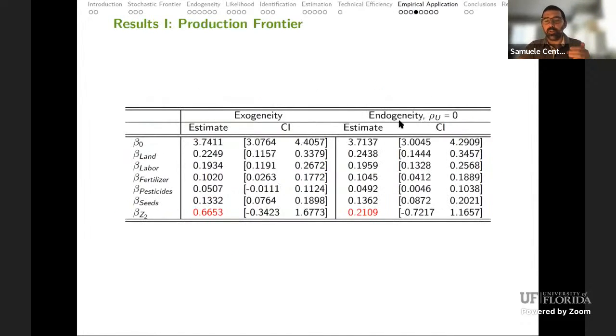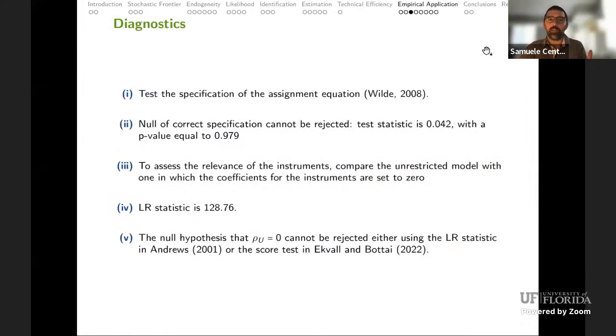First of all, one might be worried that the assignment equation is misspecified. I use a probit model for the assignment equation, so you might be worried that that's misspecified. We test that using a test proposed by Wilde. We don't find any evidence that the probit model is misspecified, so we are not able to reject the null of a correct specification of the model.